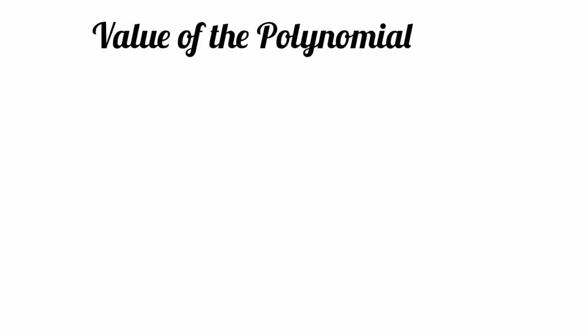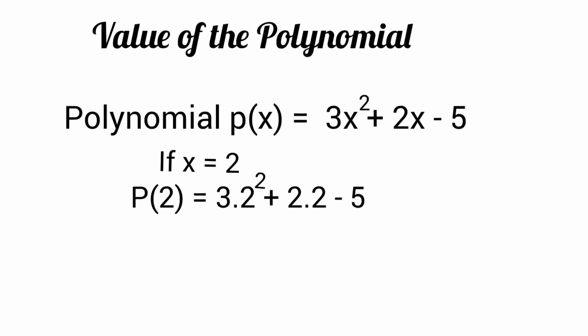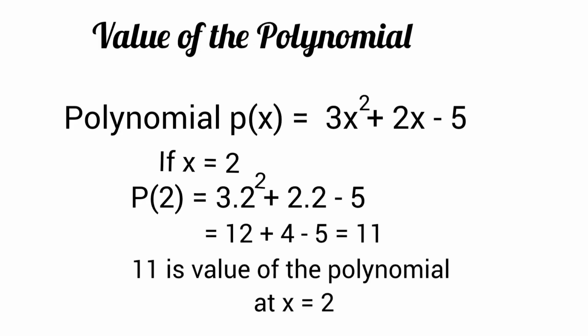Now what is the value of the polynomial? Suppose you take a polynomial 3x square plus 2x minus 5. Here if you substitute x equal to 2, we get 3 into 2 square plus 2 into 2 minus 5. Finally you get 11. So this 11 is the value of the polynomial at x equal to 2.